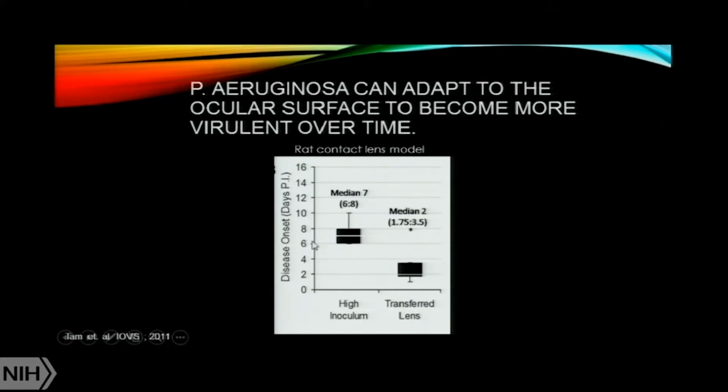get infectious keratitis. Now, if they take these contact lenses off those rats and put them on other normal, healthy rats, the median time to infection goes from 7 days down to 2 days. So these rats are getting infected quicker. And they've noticed that once the Pseudomonas has been on the ocular surface for some period of time, they get a change in gene expression that allows them to invade corneal epithelial cells faster.